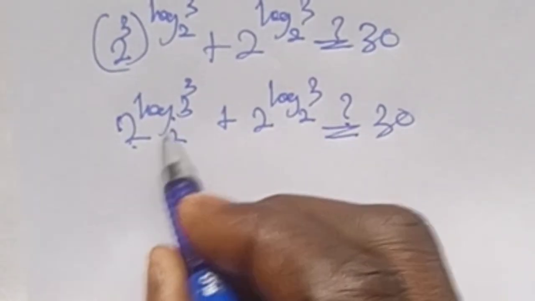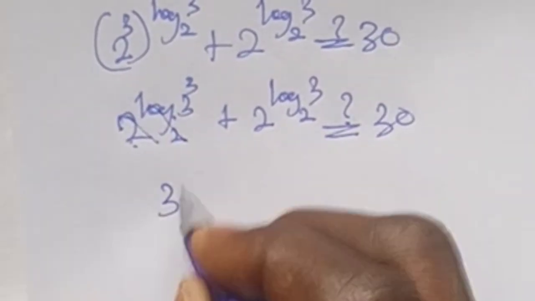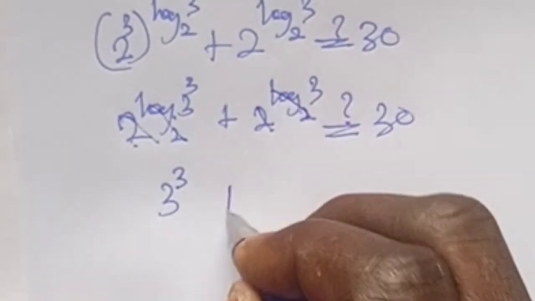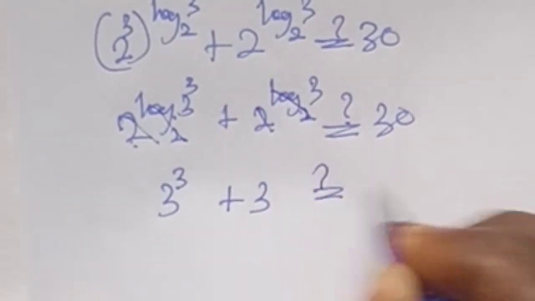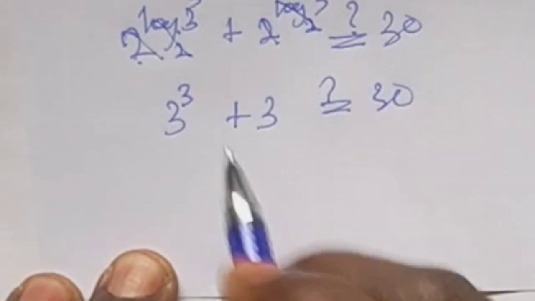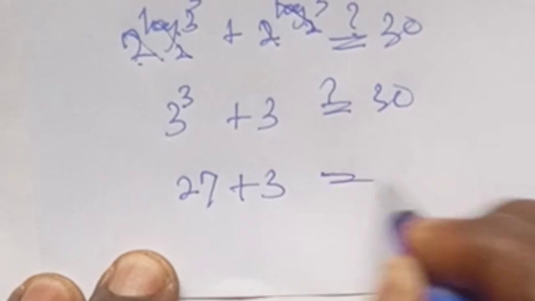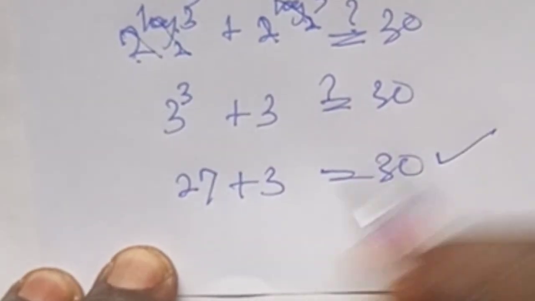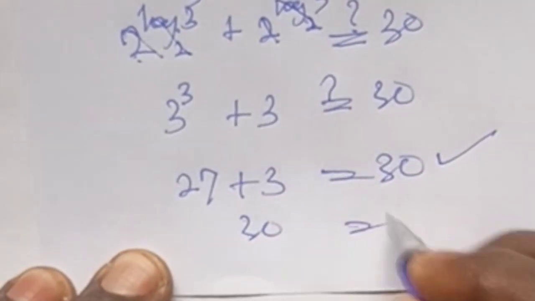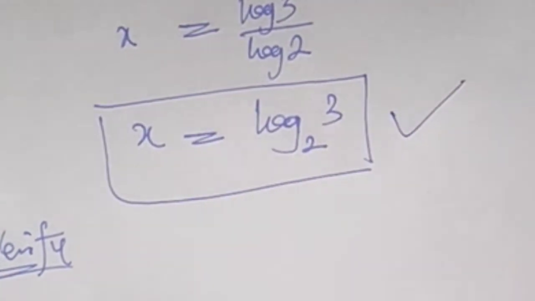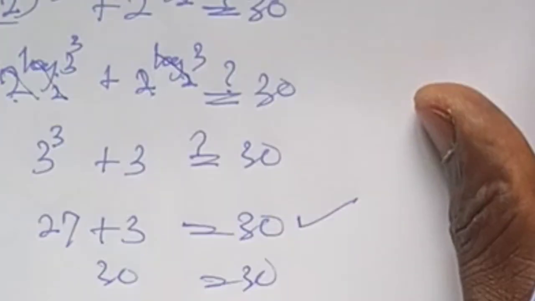But 2 to the power of log base 2 cancels out. What is left is 3 to the power of 3. And again, 2 to the power of log base 2 cancels out. What is left is 3. Can this be equal to 30? And 3 to the power of 3, that is 27, plus 3 is equal to 30. 27 plus 3 is 30. That is to say, the value of x as log 3 to base 2 is actually correct, because it satisfies the original equation.